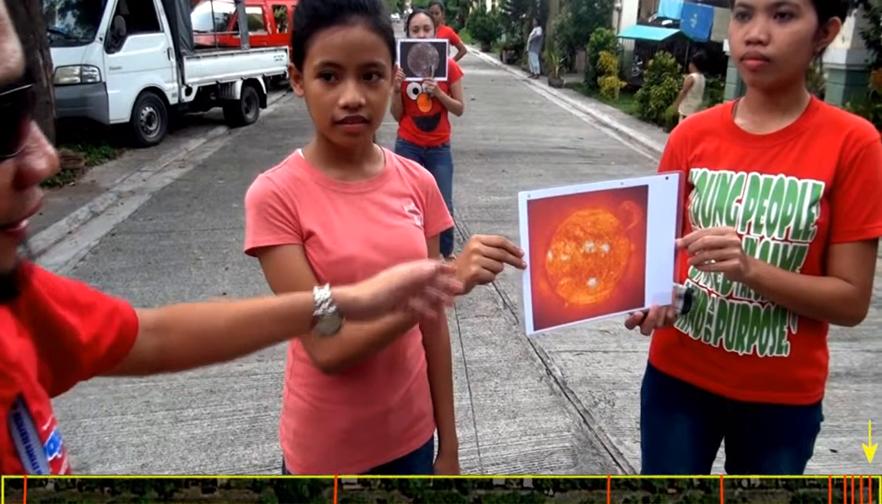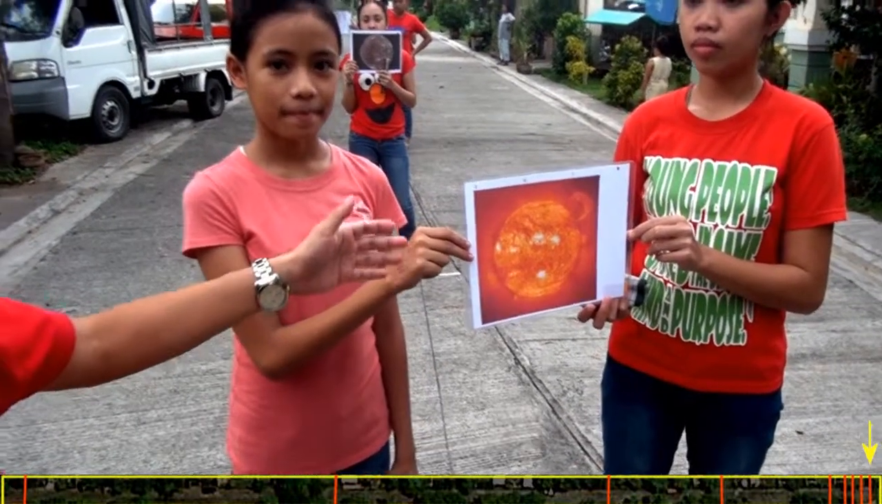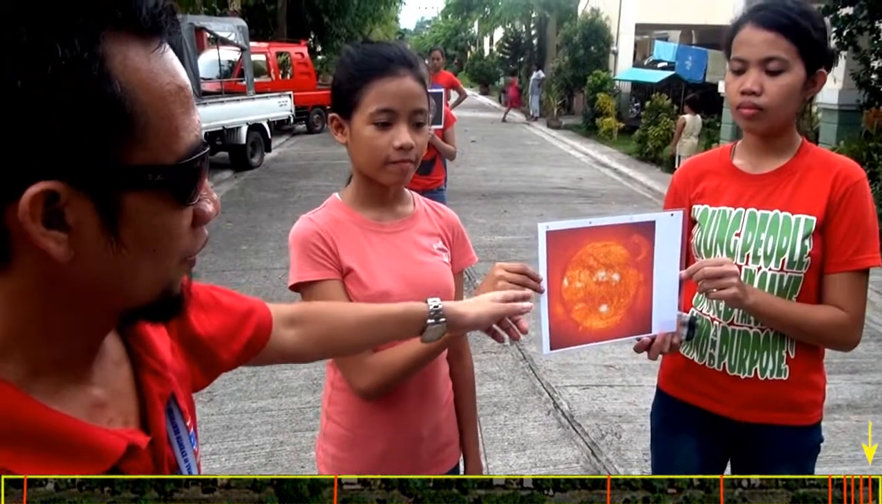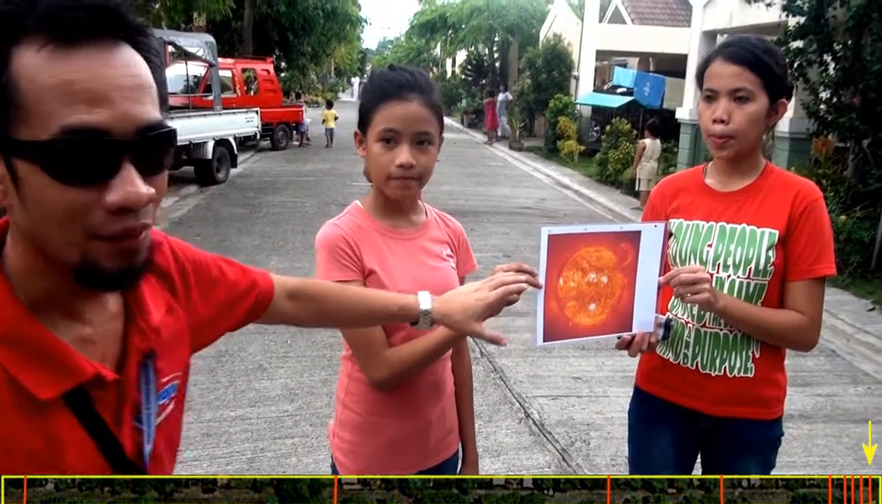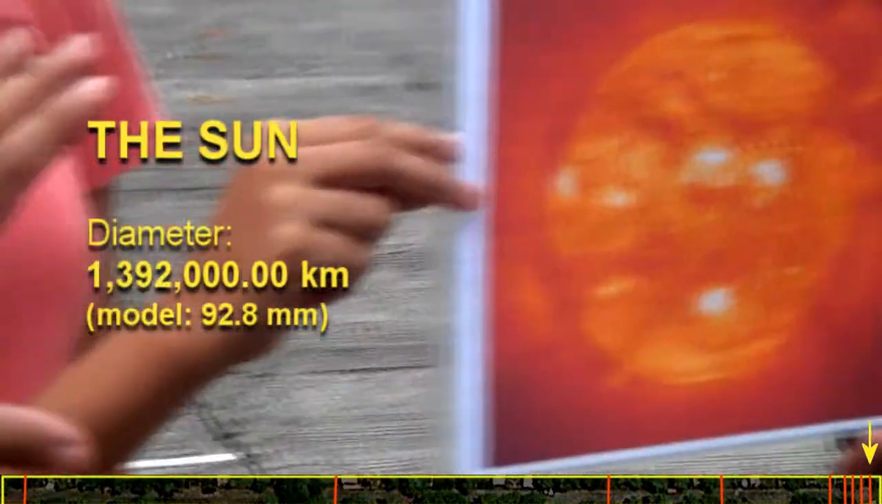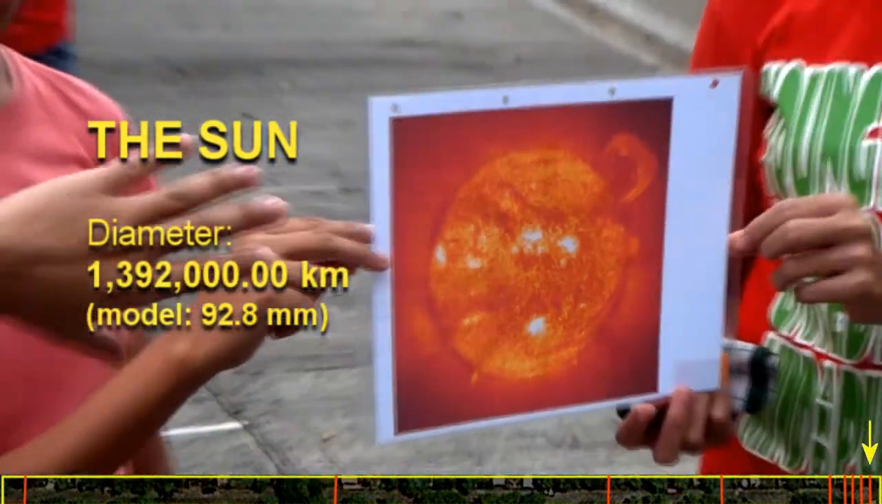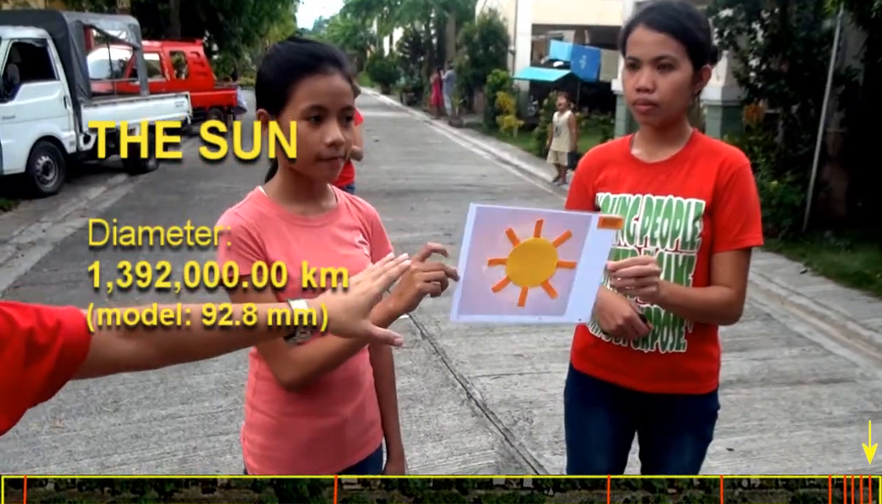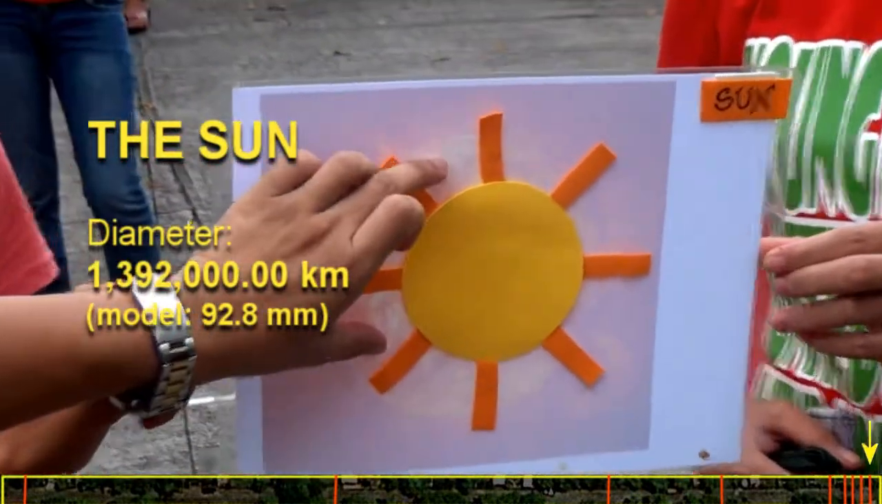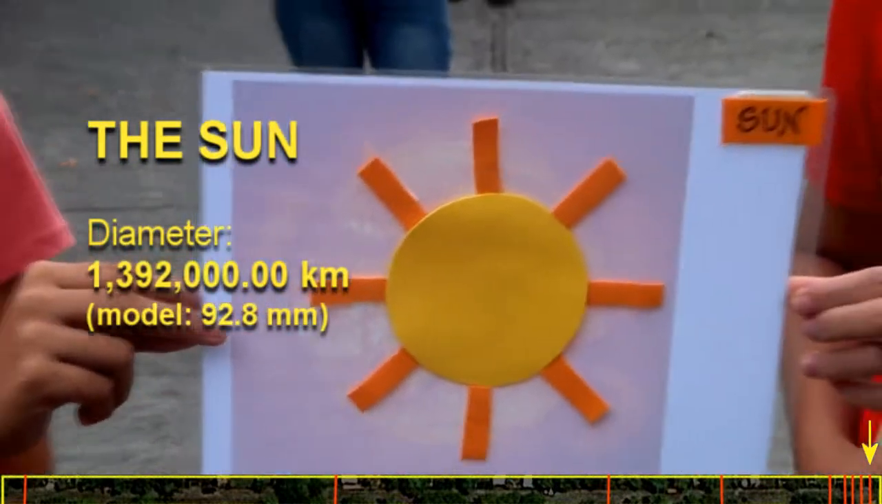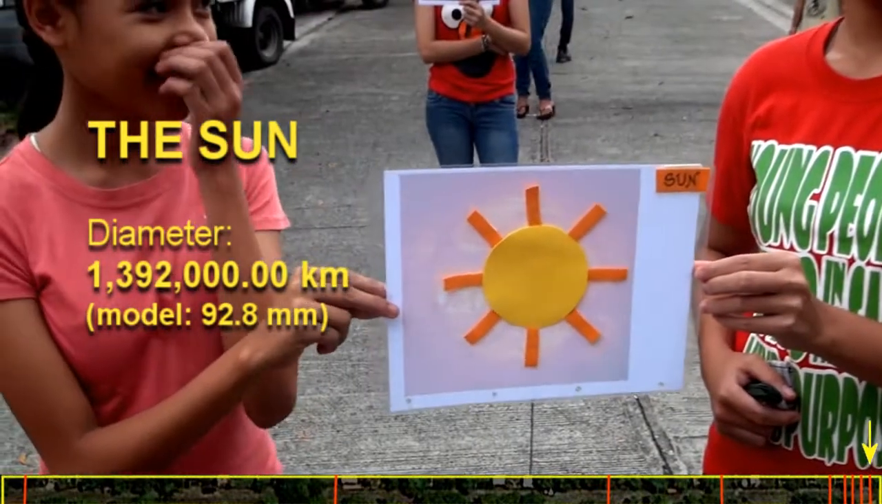Okay, so this is the Sun. So this is where we start, no? The center of the solar system. So that's just a picture of the Sun. But the actual size of the Sun, our reference point, is this. Turn it around. So that's the size, no? It's about 92 millimeters, the size of the Sun.